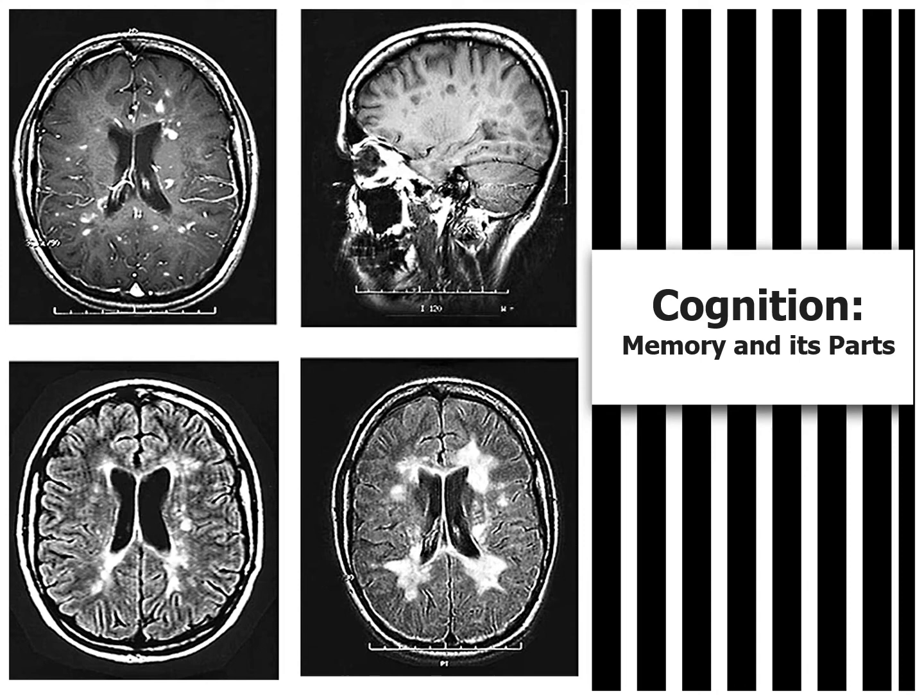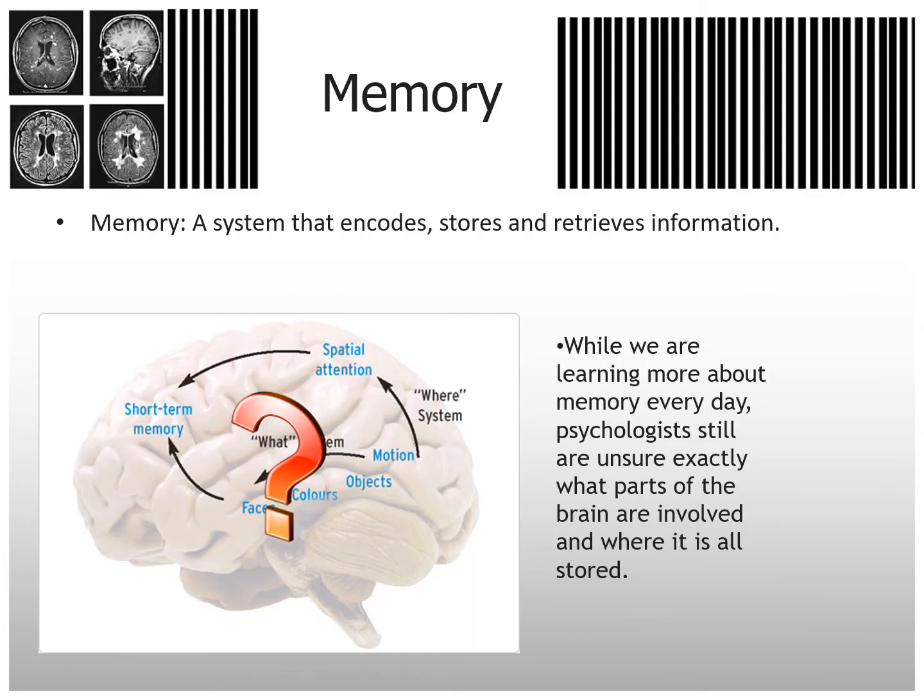Today, we'll be talking about memory, cognition, memory, and its parts. So, a simple definition of memory is a system that encodes, stores, and retrieves information. If you remember at the beginning of the year when we talked about the different perspectives or approaches, we talked about the cognitive approach, and how it encodes information, stores information, and retrieves information. So, over the memory notes, part one and two, that's what we'll be focusing on.